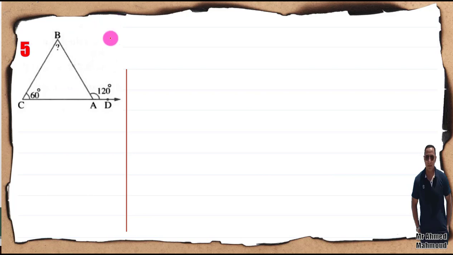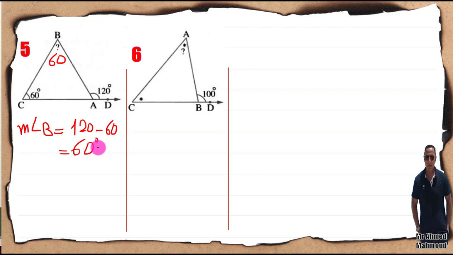Number 5. Here angle BAD is an exterior angle, and I need to find this. We know that B plus C equals 120 degrees. So to find the angle B, I'm going to subtract 120 minus 60. So measure of angle B equals 120 minus 60, equal 60 degrees. So this angle equals 60 because 60 plus 60 equals 120.